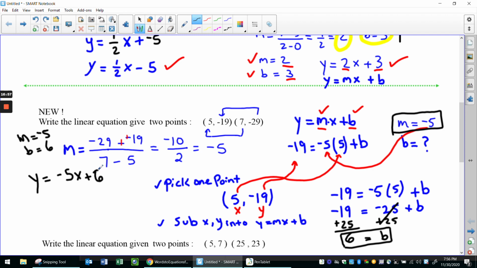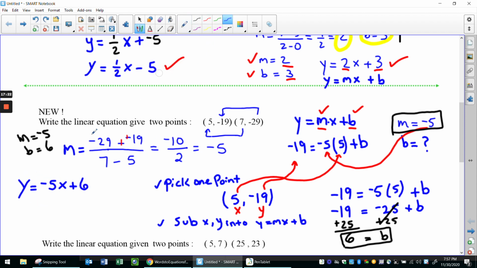And there it is. That's your final answer. Y is equal to negative 5x plus 6. I don't like the way I wrote that. Let me rewrite it here for you. Once again, y is equal to negative 5x plus 6. There you go. And that's the final answer right there.